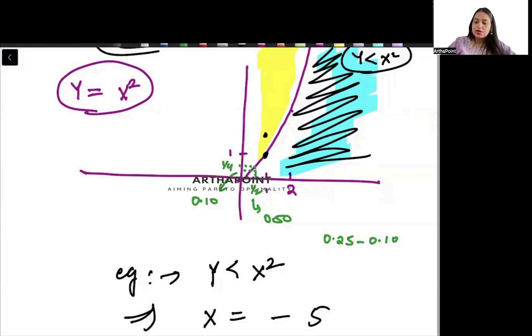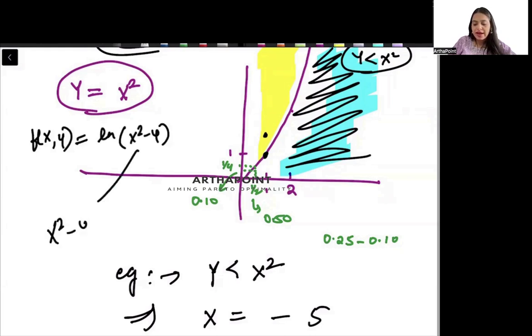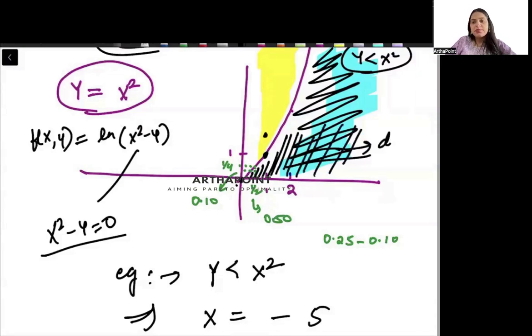So just one last thing, beta. Since I have my function as ln of x square minus y, I cannot have this as 0. So I cannot include this point, origin. So I need to make sure that this is the region that is included below the curve. And that will be my domain.